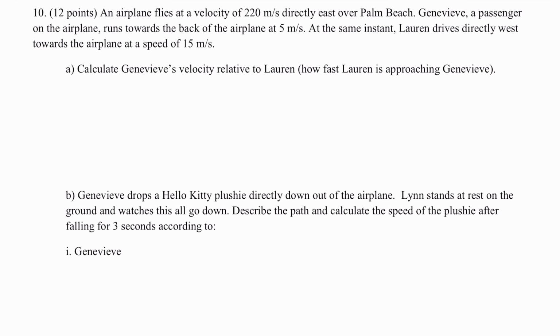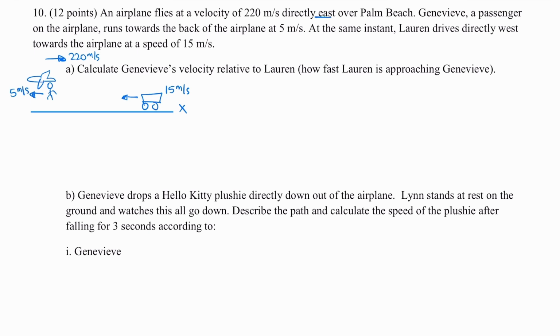So we have a lot happening in this problem. It's very important that we draw an accurate pictorial representation of what's going on. So here's the ground. I have Lauren who's driving. This will be the positive x direction. So we're driving west. So Lauren is driving this way at a rate of 15 meters per second. There's a plane in the air and it's going east at a speed of 220 meters per second. Inside of the plane, we have Genevieve that is moving towards the left. She's running towards the back of the plane, which is obviously towards the left. And she does so at a rate of 5 meters per second.